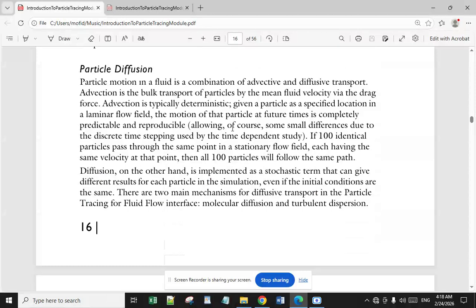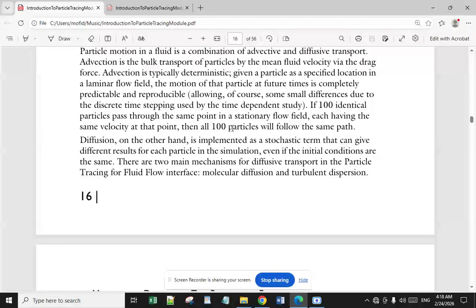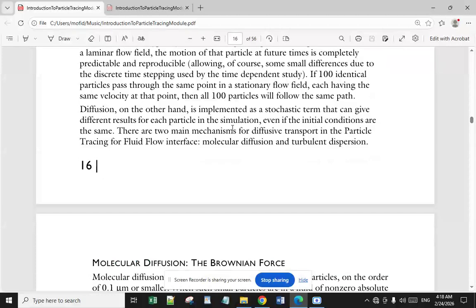Advection is typically deterministic, given a particle at a specified location in a laminar flow field. The motion of the particle at future times is completely predictable and reproducible, allowing of course some small differences due to the discrete time stepping used by the time-dependent study. If 100 identical particles pass through the same point in a stationary fluid field, each having the same velocity at the point, then all 100 particles will follow the same path.